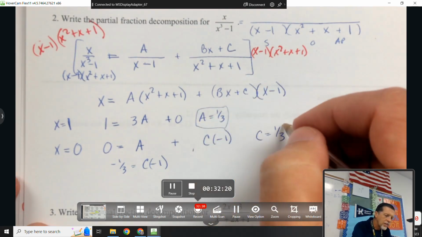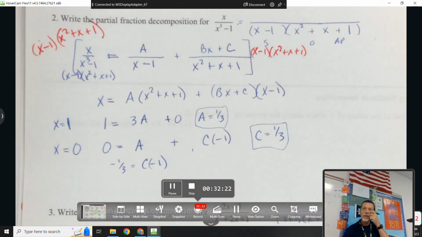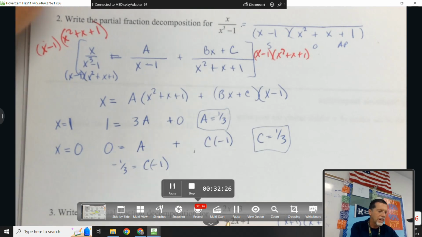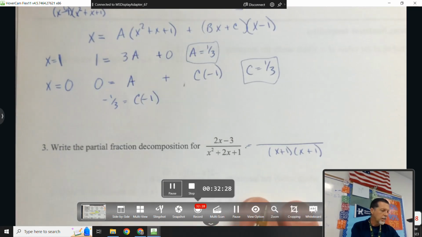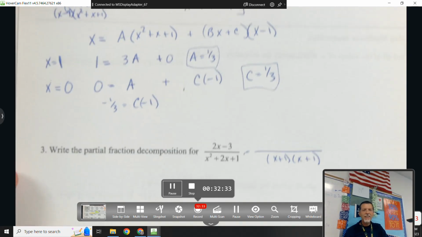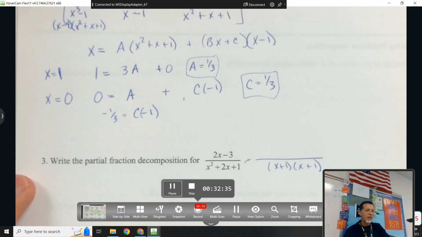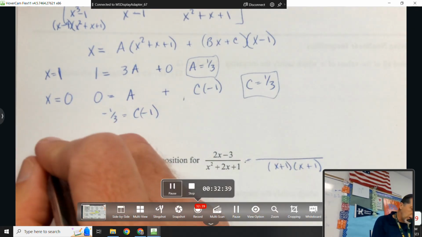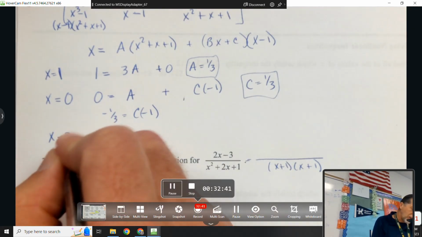I hesitate to box these because they're not my final answer, but I don't want to lose them after I've worked all this stuff. I want to make them easy to find. So all that's left is b. What value of x would you like to try? Yeah, I would say 2. You could do -1, but I think 2 is probably easier.